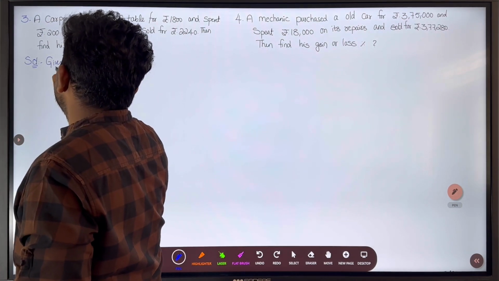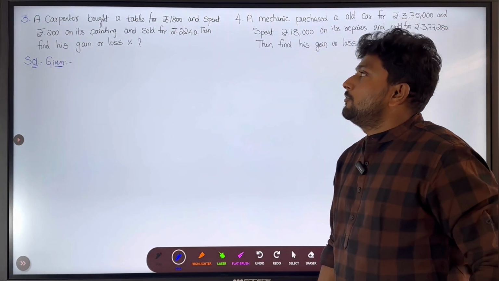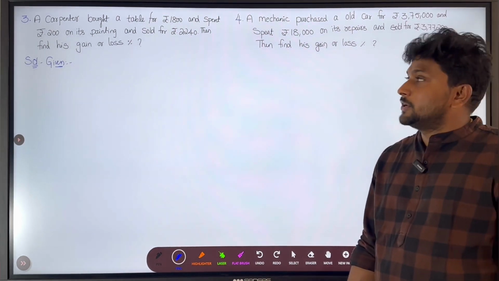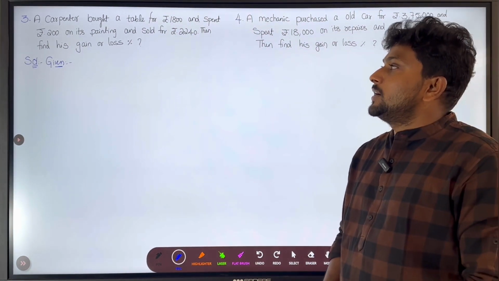So read the question completely. A carpenter bought a table for rupees 1800 and spent rupees 200 on its painting.